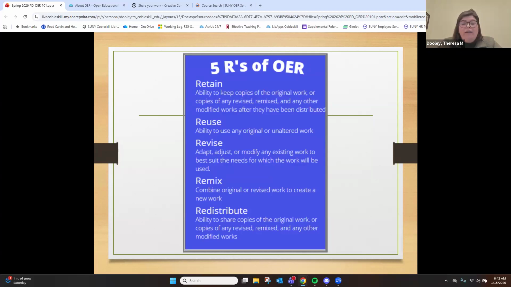But at the core of open licensing is that we have these rights. We call these the 5 R's of OER, and that's the ability to retain, reuse, revise, remix, and redistribute materials.